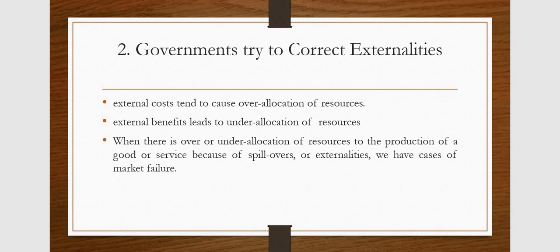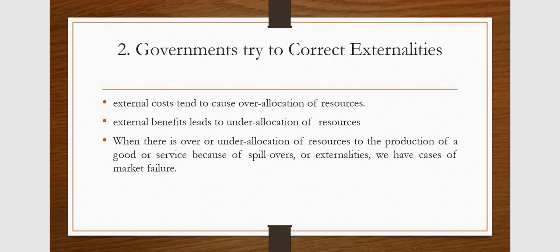Because you are not part of the transaction, you are not going to pay the person, and we know money serves as an incentive. Since you are not paying, the person will not be encouraged to do more, right? Although what the person is doing is good, the person is just doing it less. And so we say external benefit leads to under allocation of resources, and external cost leads to over allocation of resources. So have this in mind.